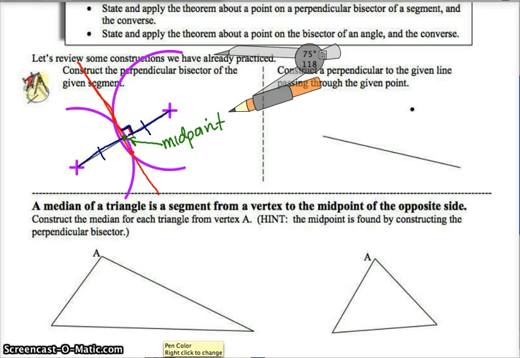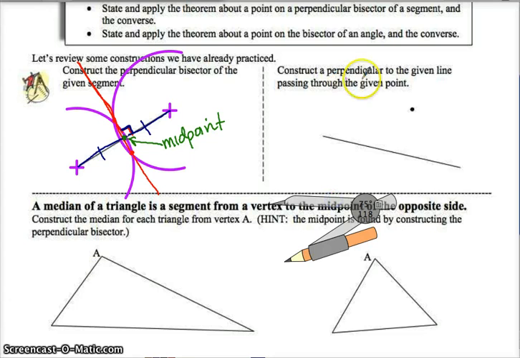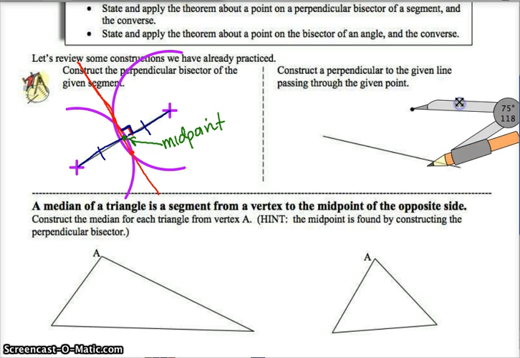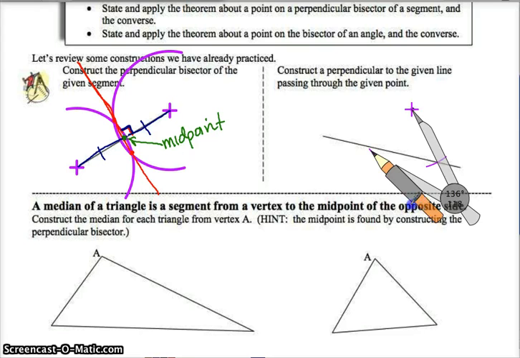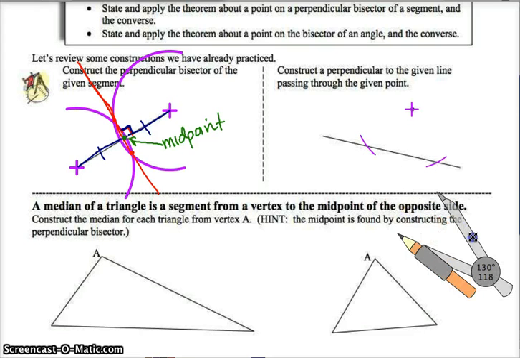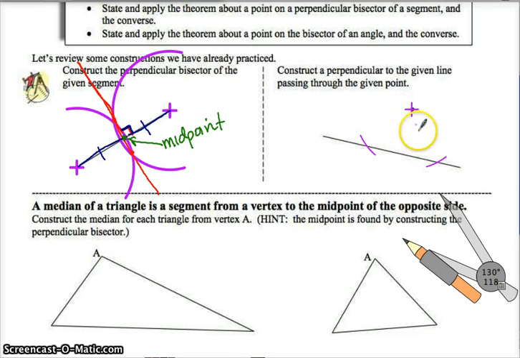Okay, so let's try the second one. The second one says construct a perpendicular to the given line passing through this given point. So we've done this before, but let's go ahead and review it. The first thing we have to do is take our compass tip and put it on the given point. And then remember, we scoop down here so that it intersects the given line in two places. So now we know these two places are equally distant. If you connected them, we would make an isosceles triangle right here.